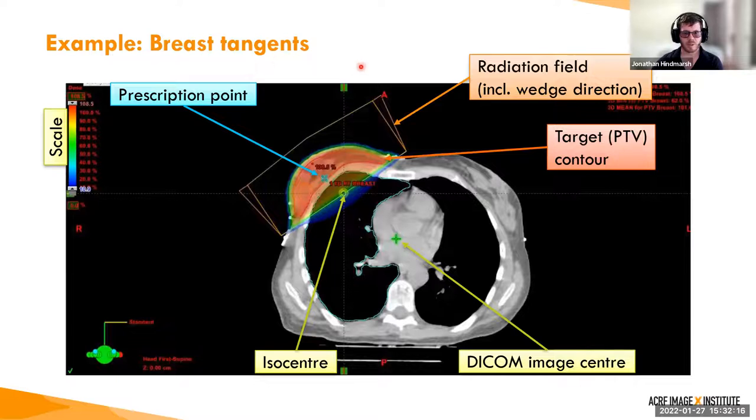This is an example of a breast treatment. This is an older style treatment, which is still commonly used, but it's a simple two field tangents. We have fields coming in here and here, and they're tangential to the chest wall. The idea of this is to minimize dose as much as possible to the lung while maintaining full dose to the target, which in this case is the breast. In this image, we have an isocenter, an image center, our target PTV in red, and our fields, which are using wedges with no MLC shaping.